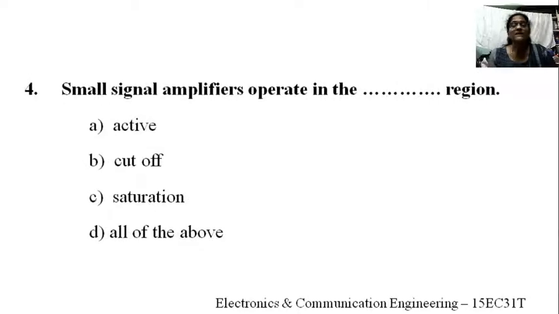Next question. Small signal amplifiers operate in dash region. Amplifiers are used in which region of the characteristics of the transistor? Cutoff and saturation we use for the switch. Transistor used as a switch is not used for amplifiers. And all of the above is also wrong. So small signal amplifiers operate in the active region. Why active region? In order to get the undistorted amplified output signal, right? So therefore the operating point is fixed at the middle of the active region.